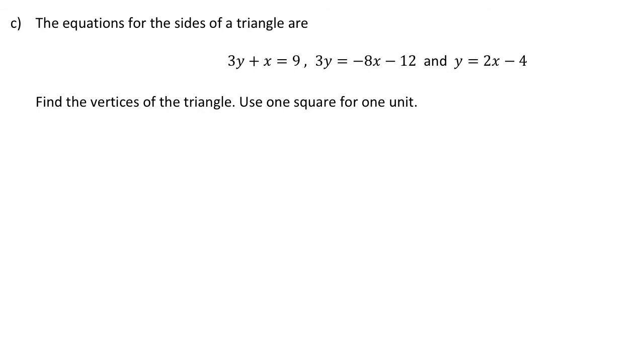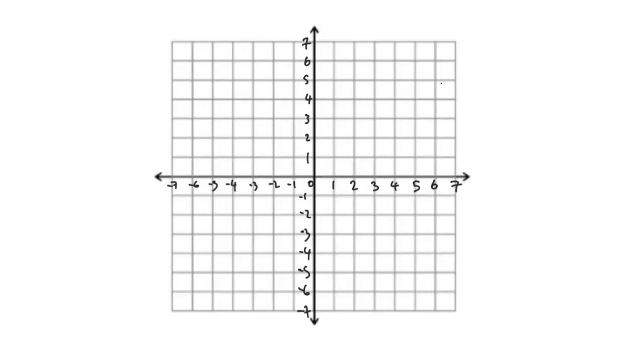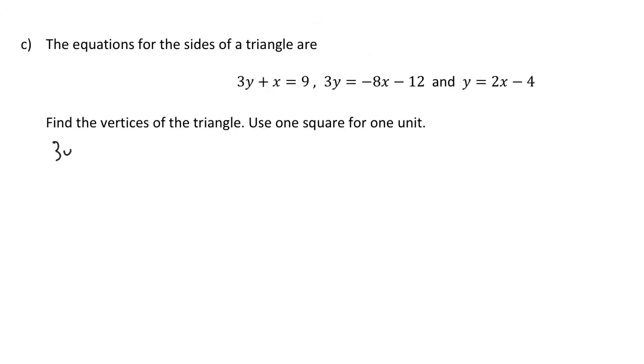So what we're going to do here first of all is look at the graph and label my axes so I know what range of values I need my x and y to lie between. So I can say that the x and y values have to be between 7 and -7. So getting back to the equations, if we start off with 3y + x = 9.